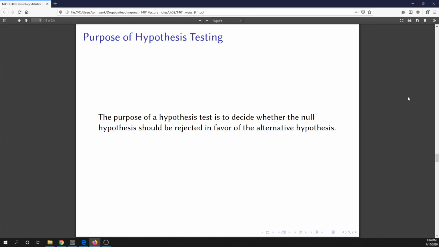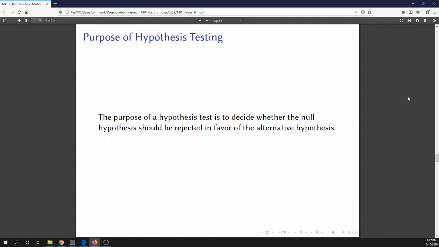In this video, we are going to talk about the purpose of hypothesis testing and the logic of hypothesis testing. So, when you run a hypothesis test, you're going to have a null hypothesis and an alternative hypothesis. In previous videos, we talked about how to form those. There's going to be some experiment or study, and then you formulate the null hypothesis and the alternative hypothesis.